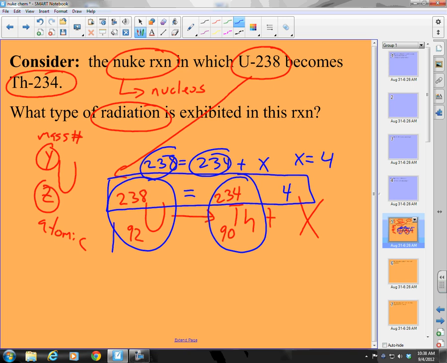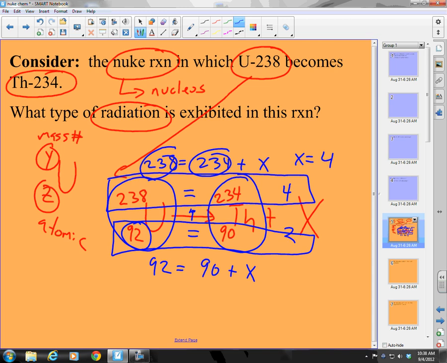Let's look at my atomic number. I look at the bottom where I have my arrow and make it an equal. So I have 92 equals 90 plus x. So what does x equal in this case? Well, x equals 2. Good. So I have something that has 4 as my mass number and 2 as my atomic number. And when I look up the periodic table, I see that with an atomic number of 2, I have He. So what has happened here?